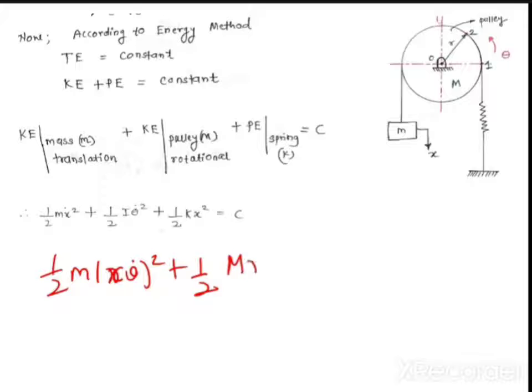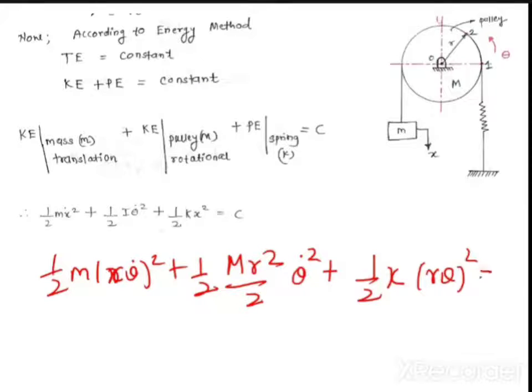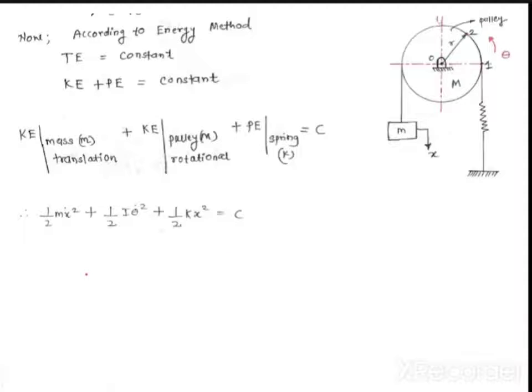Capital M. So capital M R square divided by 2 into theta dot square plus 1/2 of k into x square, and what is x? x is R into theta, square, is equal to c. Is it clear? So I put all this in it: 1/2 of m R theta dot square plus 1/2 of I theta dot square. You can put I later also. So 1/2 I theta dot square plus 1/2 of k into (R theta) square is equal to c.